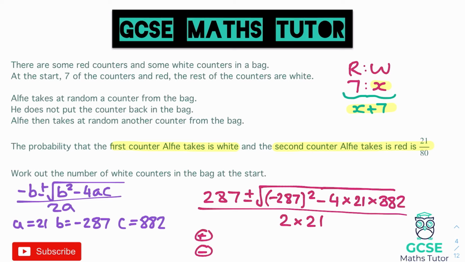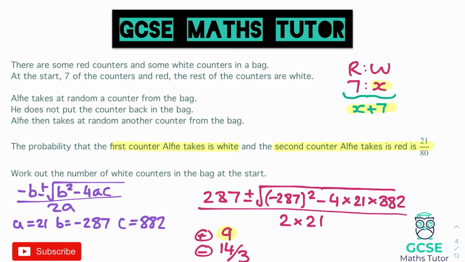So fraction 287 plus the square root of 287 squared, take away 4 times 21 times 882 all over 2 times 21, and we get the answer 9 for that one. Let's go back in and put the minus sign in and see what we get for that. There we go, and we get the answer 14 over 3. So we know that our answer has to be the 9. We can't have 14 over 3 counters here. We have to have a whole number.